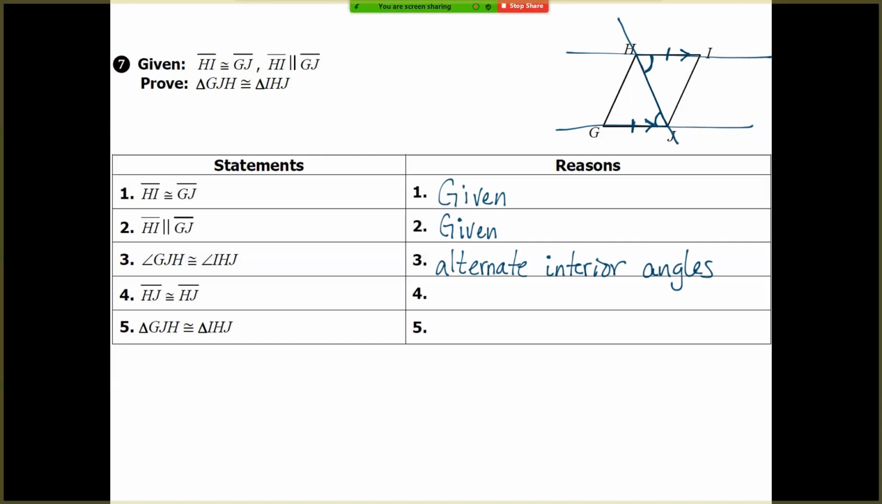Line number 4 tends to be a student favorite. HJ is congruent to HJ. Again, if anything's congruent to itself, it's congruent by the reflexive property. And then last but not least, we have two congruent pairs of sides, and then that included angle leads us to side, angle, side as our justification that these two triangles are congruent.